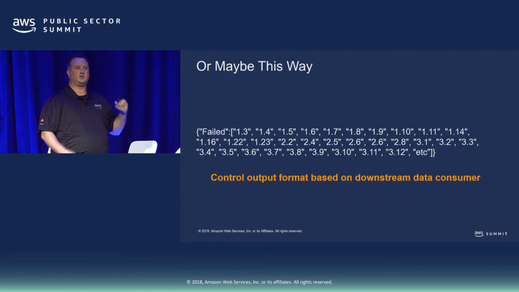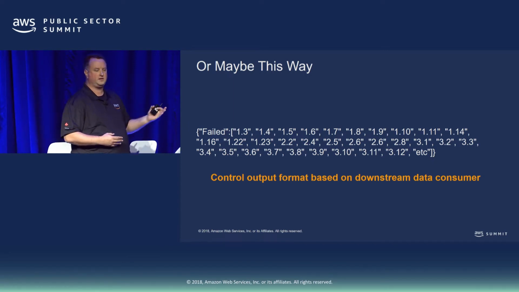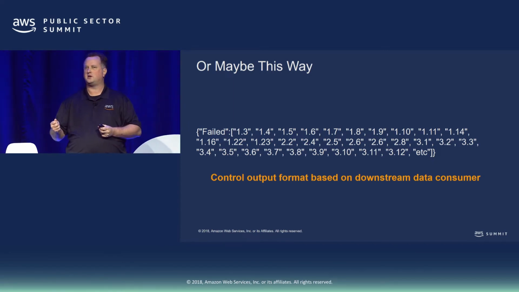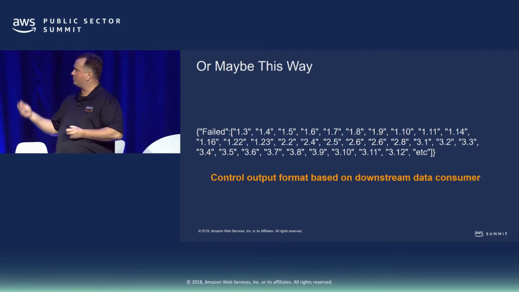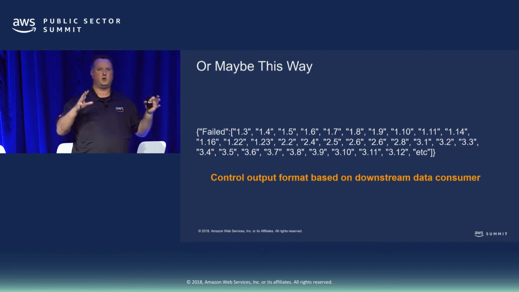Because it's open source, you can also refine it even further. So something like this here, where we're only really looking at the particular benchmark items that failed. Depending on your downstream processor, you can basically decide how you want that format to look.